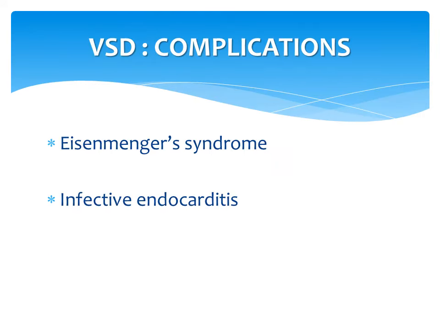Prolonged left to right shunting produces pulmonary hypertension, causing increased pressure in the right side more than the left side, which subsequently leads to reversal of blood flow through the shunt. Ultimately, deoxygenated blood goes to the systemic circulation and the patient presents with cyanosis. This is called Eisenmenger syndrome.